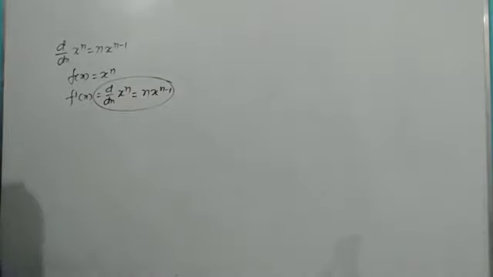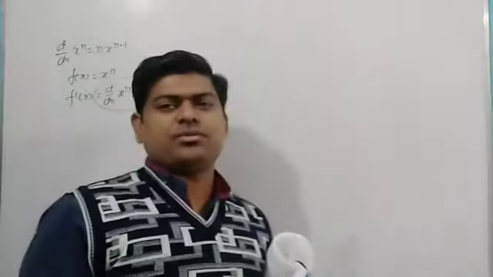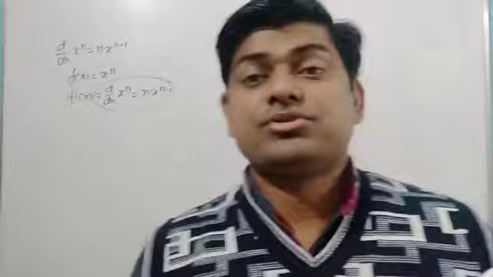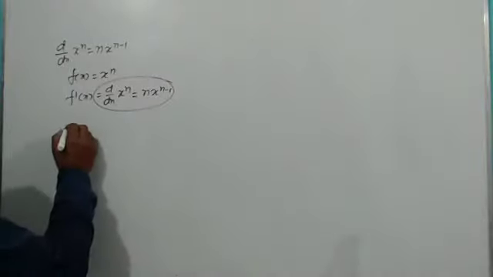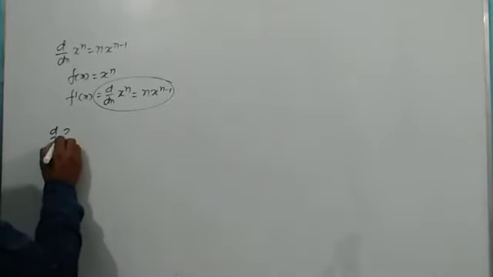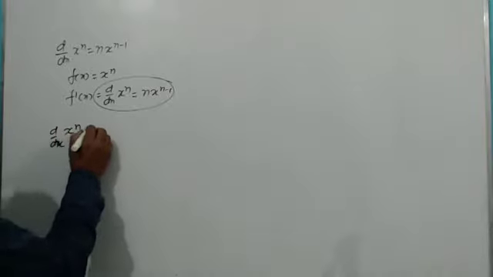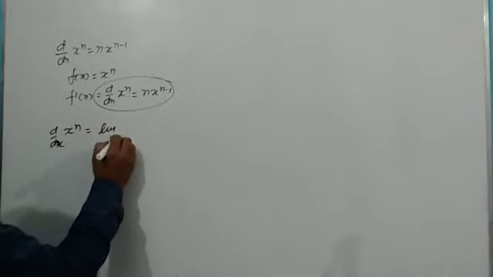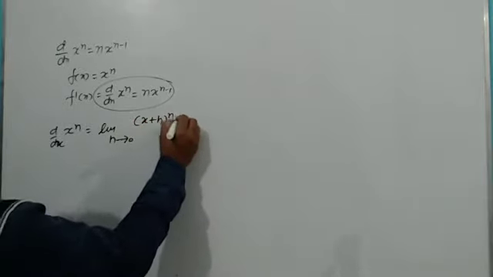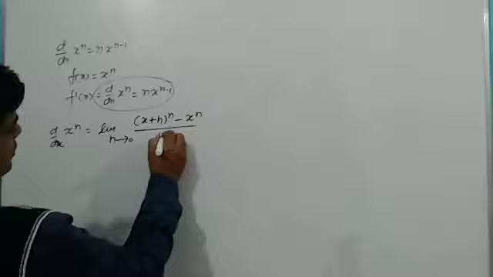This is the formula for the differentiation of x to the power n with respect to x. But at the same time, if we want to write the differentiation of x to the power n by using the first principle, what should I write? d/dx of x to the power n can be written as limit h tends to 0, (x plus h) to the power n minus x to the power n, upon h.